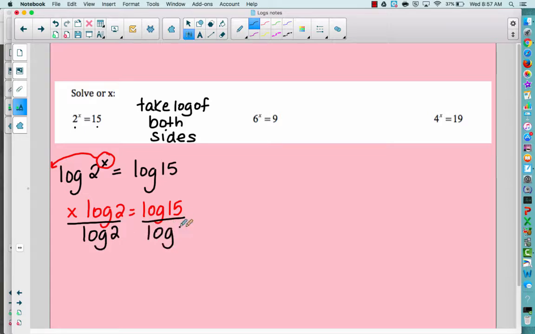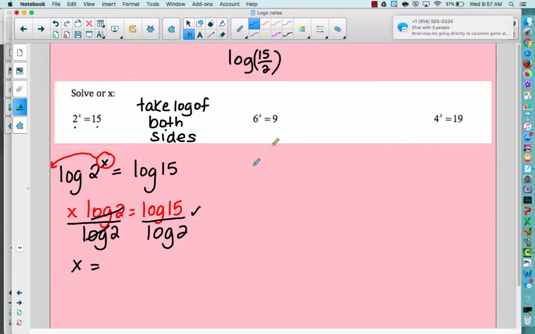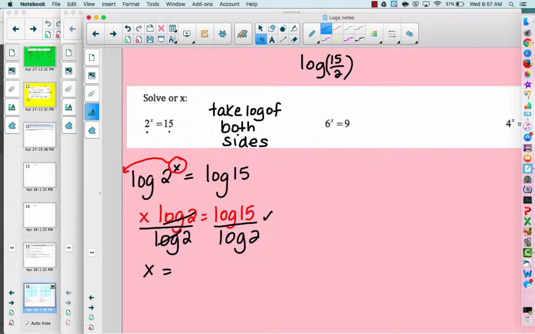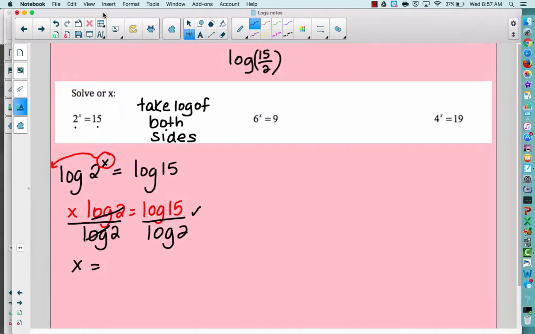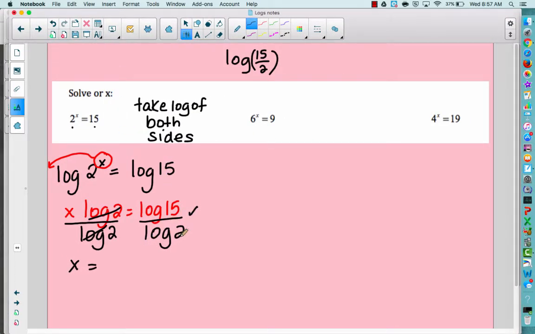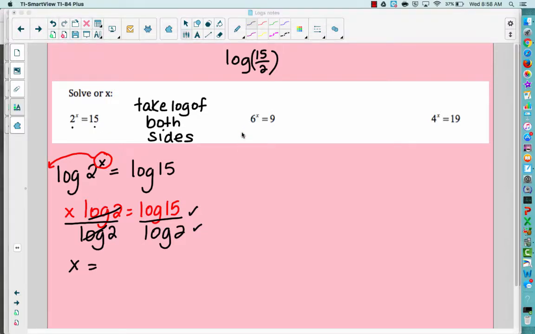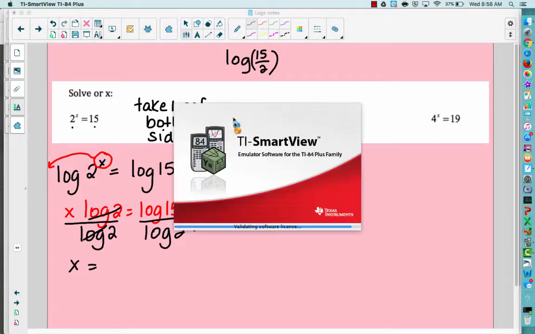Now, you have to be really careful here. This is not the same thing as log base 15 over 2. Those are very different. This is an entire log divided by an entire log. Now, we grab our calculator and we can put this right into the calculator. And again, you can't write this as log 15 divided by 2. You have to do log 15 divided by log 2. Okay, so let's try that.